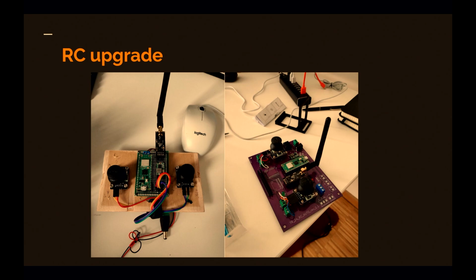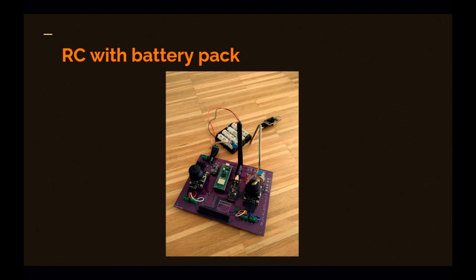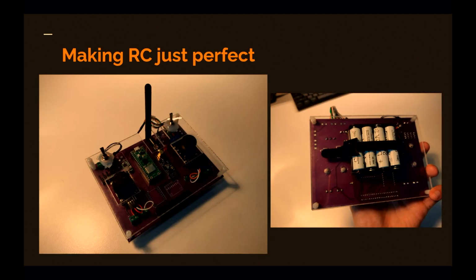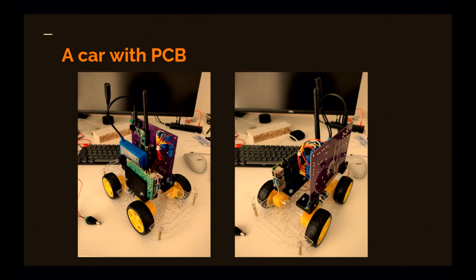Here you can see the difference in our remote control. Here I connected the battery pack. I decided to do one more step, and I used a laser cutter to cut a case from plexiglass for my remote control to isolate things, and it's more convenient to control it like this. Also, there was no place to mount a battery pack, but with plexiglass, it works just perfect.